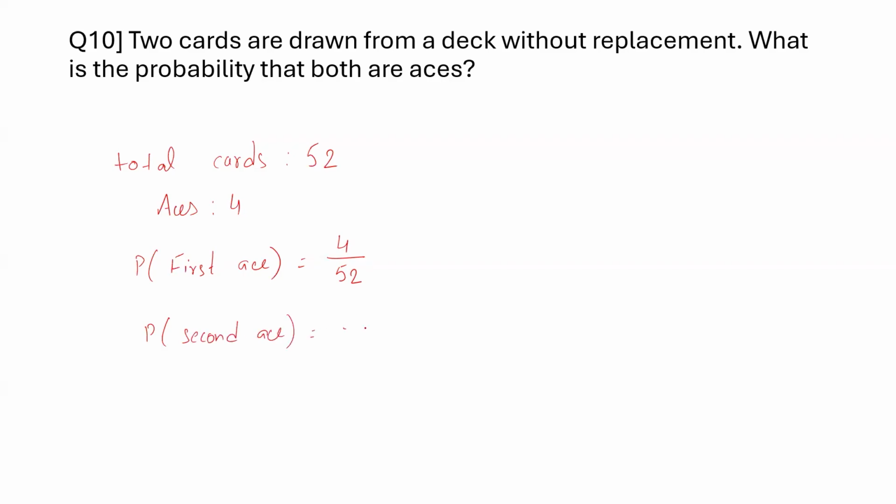Now how many cards do you have in the deck? Because once you picked one card, you are not keeping it back, right? So this time you have only 51 cards. And since one ace you have already removed, now you have only 3 left. So what is the probability of 2 aces?